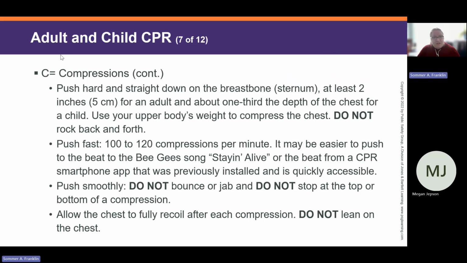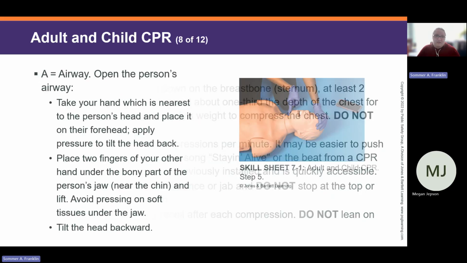Push fast, 100 to 120 compressions per minute. It may be easier to push to the beat of the Bee Gees song, Staying Alive, or the beat from a CPR smartphone app that was previously installed, as long as it's quickly accessible. Push smoothly. Do not bounce or jab, and do not stop at the top or bottom of a compression. Allow the chest to fully recoil after each compression. Do not lean on the chest.